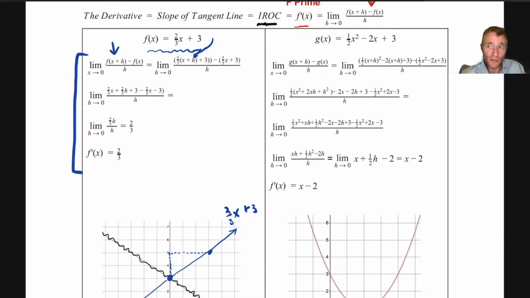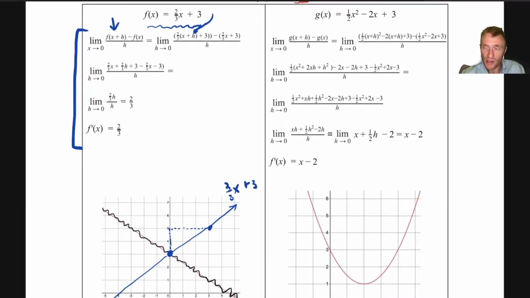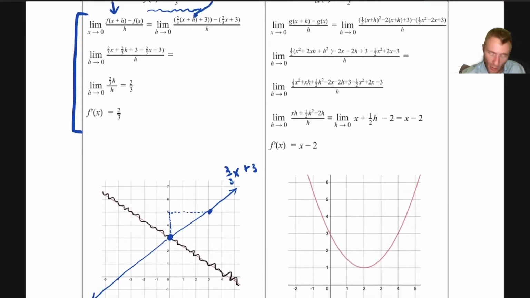That's because the rate of change of a straight line never changes. No matter what point you pick, it's always up 2 over 3, up 2 over 3, up 2 over 3. It doesn't matter what point you choose. The slope of the line tangent is the same thing as the line itself. It's 2/3. That's always the derivative.